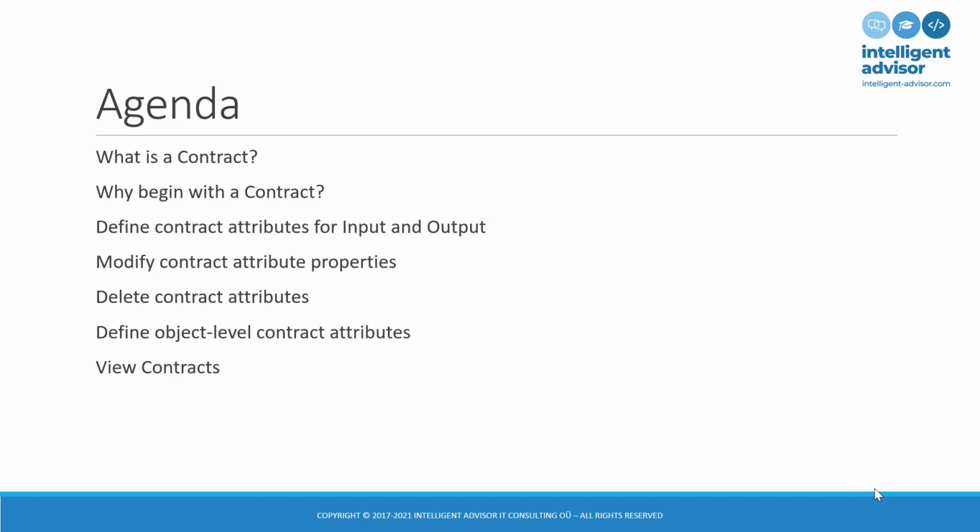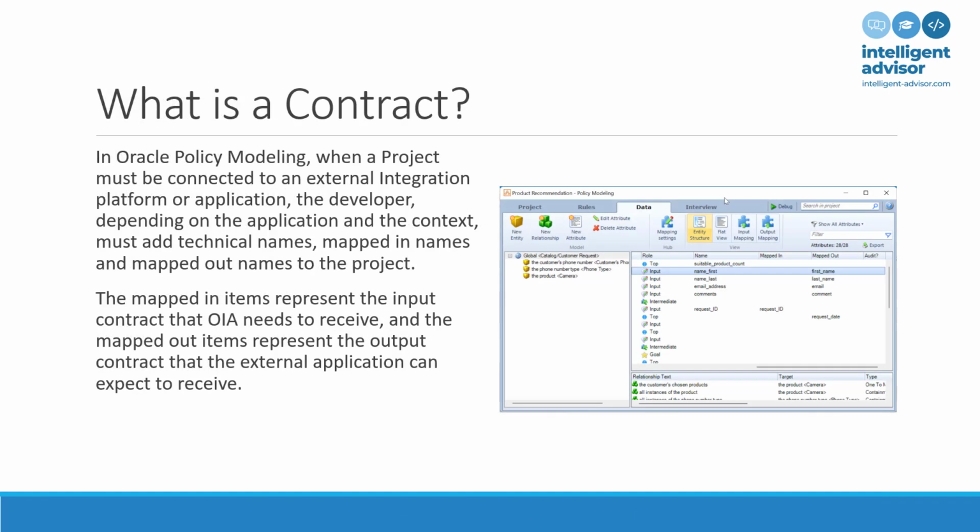Let's begin at the beginning. What is a contract? Well, the simple way to look at it is this. If you're using Oracle Policy Modeling and you need your project to be connected to an external integration platform or another application, the developer, depending on what application it is and the particular context, is given the job of adding technical names, mapped in names, and mapped out names to attributes in the project.